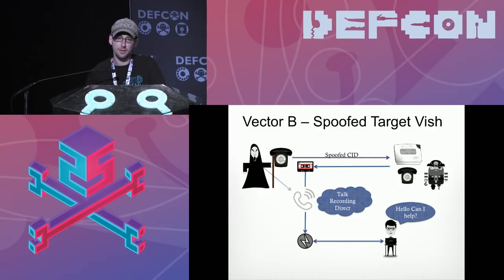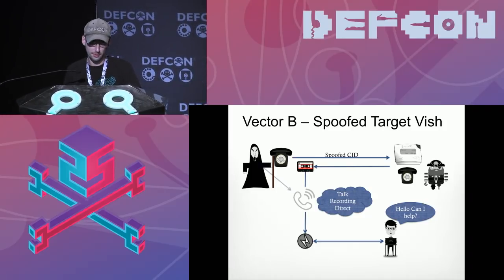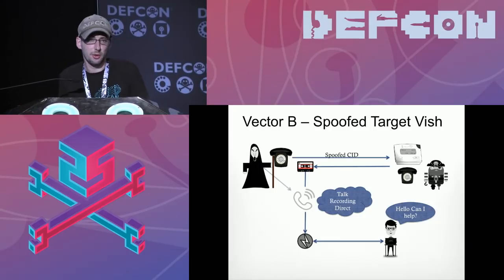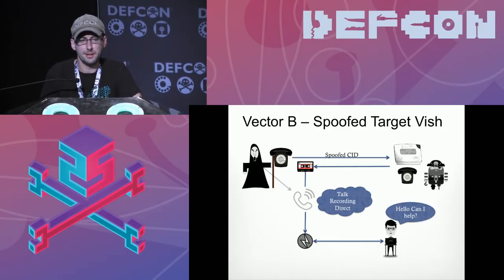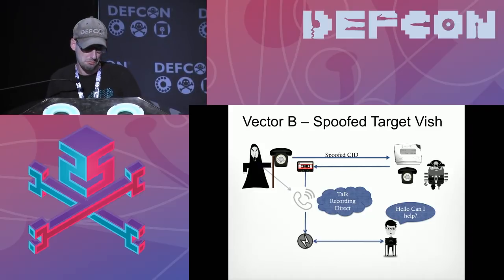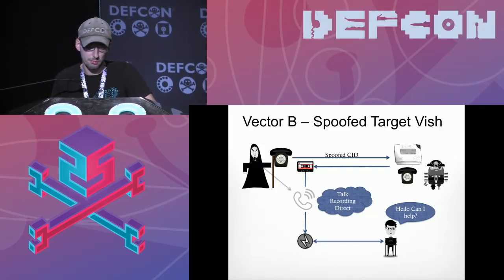The spoof target vish is pretty much the same thing, but it was an add-on for it, because basically what you have now is the attacker taking it into their own hands and calling the guy with one hand. Maybe he has context, maybe he doesn't. Maybe he saw him complaining on Twitter how his service wasn't working, so the attacker goes, hey, I'm going to call this guy and kind of calm him down. And then I'll patch him into the real place.